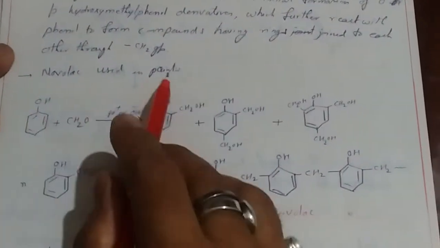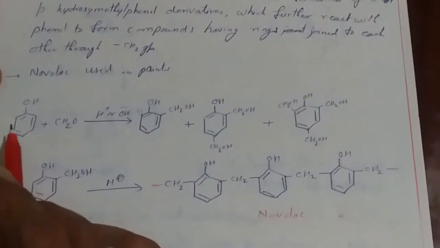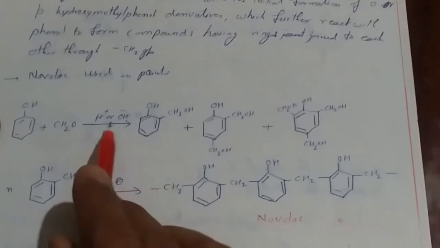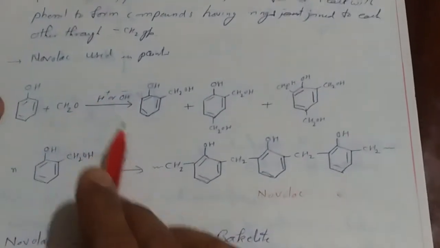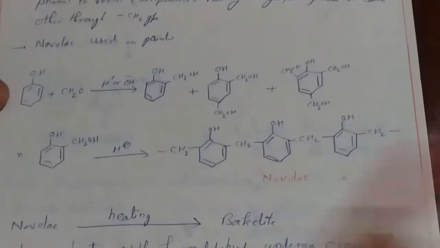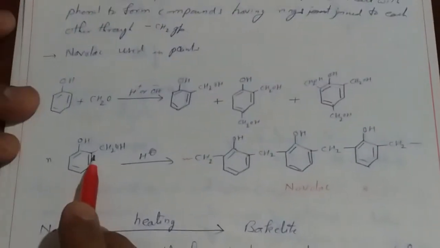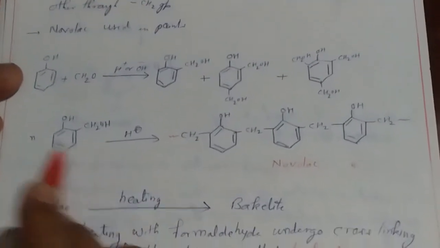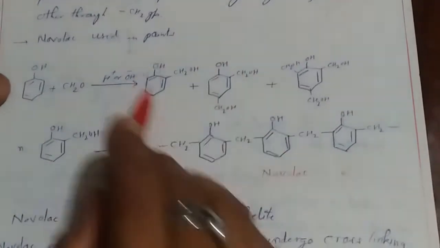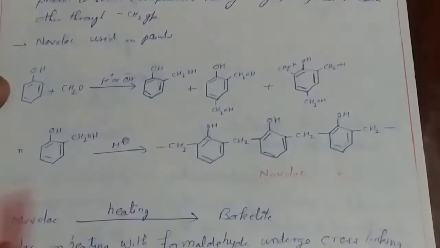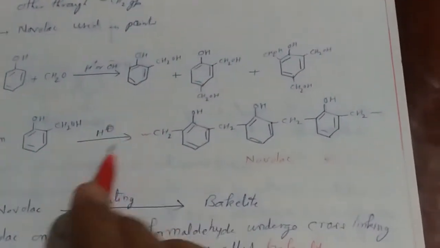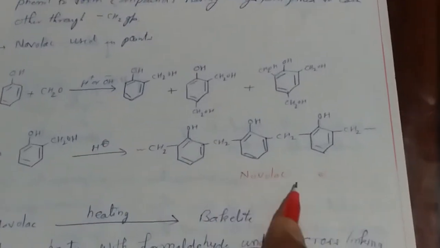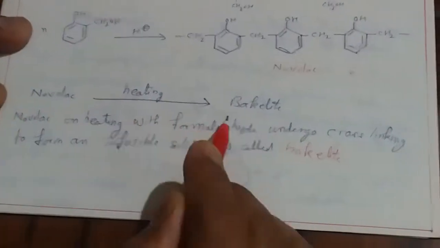Firstly, prepare the Novolac, which is used in paint. Phenol reacts with formaldehyde in the presence of acid or base and produces the Novolac. The monomers, ortho, para and meta, in the presence of acid, provide Novolac. And Novolac will form a network and give the Bakelite.